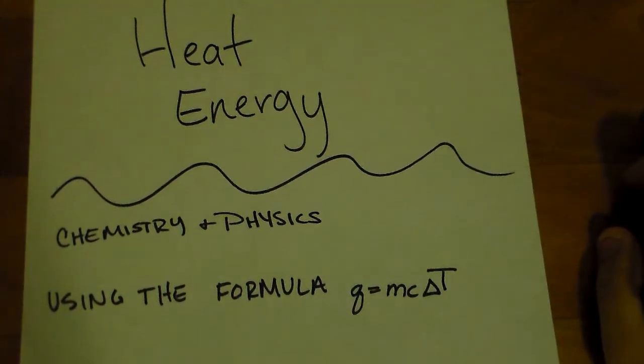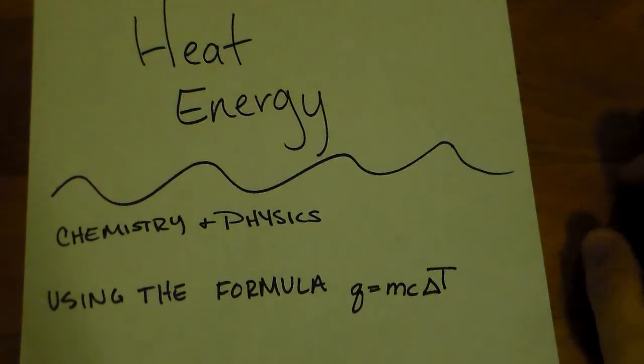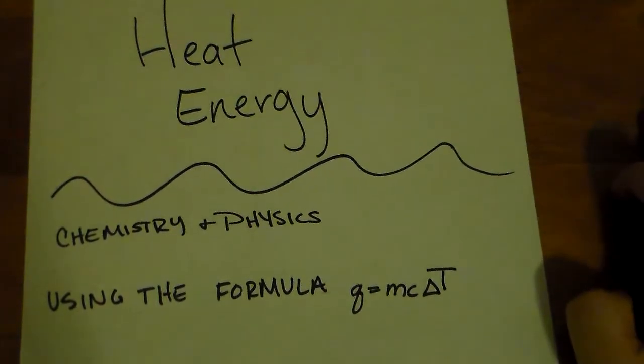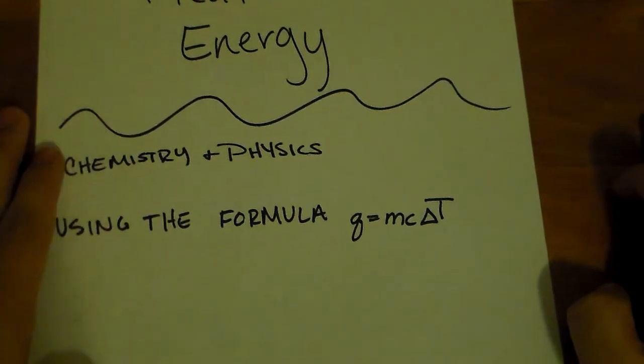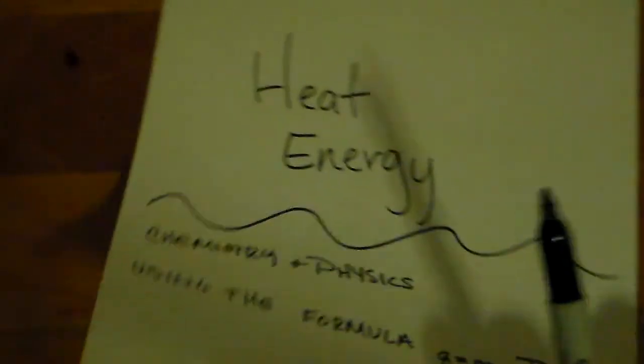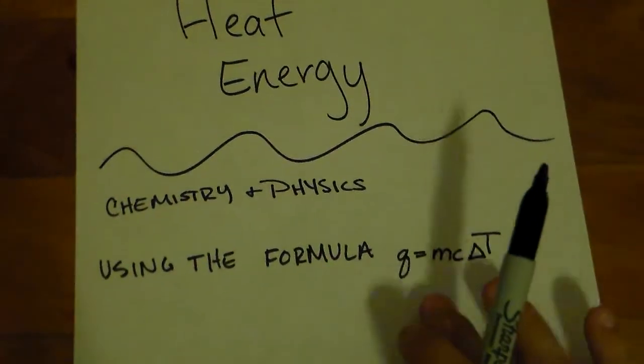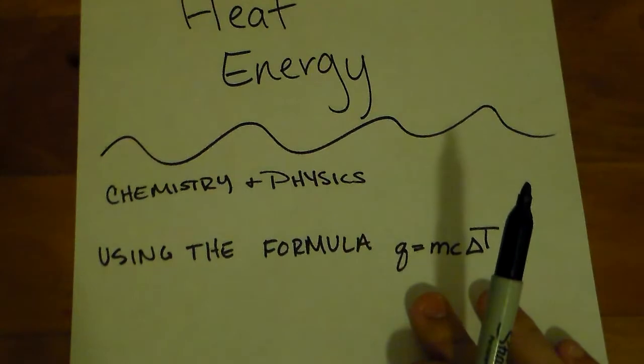Today we're going to be talking about heat energy. This is taught in both chemistry and physics. In this video, we're going to be using the formula Q equals mc delta T. Let's just go ahead and talk about Q equals mc delta T first, so we can get a better understanding of what it actually is and what we will be doing in the two problems in this video.